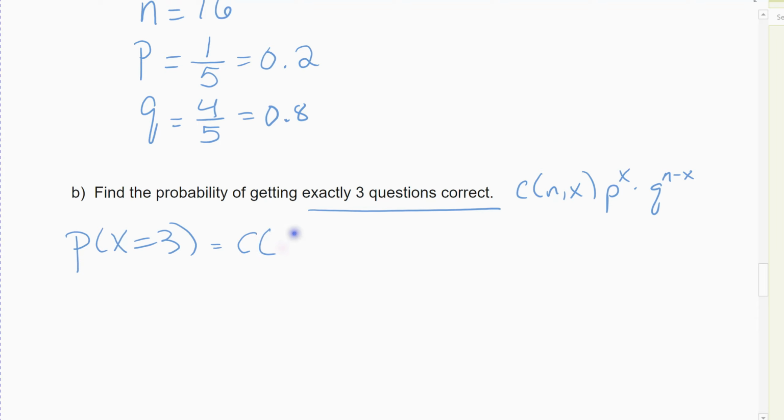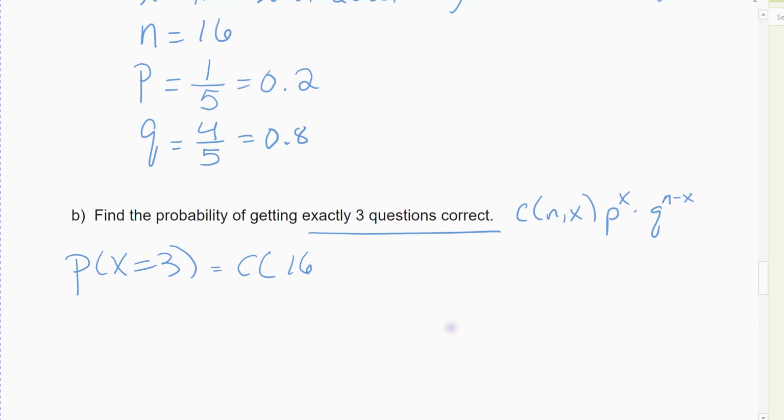So it's the combination out of 16 tries. There were 16 questions, and we're going to guess 3 of the 16, so this figures out how many ways I can guess 3 out of 16 questions correctly. Then it's the probabilities. Probability of guessing a question correct was 0.2, and we're guessing 3 of those correct. Probability of guessing it incorrect was 0.8, and since I'm guessing 3 correct out of 16, I should guess 13 incorrect. That's what the n minus x is. I take my 16 minus my 3, and this should always add up to your total. This is the number you get right, this is the number you get wrong. If I'm getting 3 out of 16 right, I got 13 out of 16 wrong.